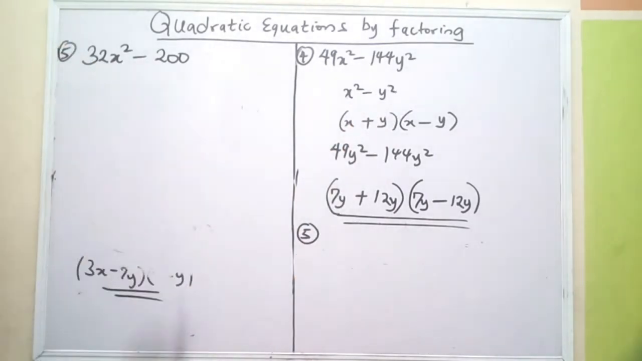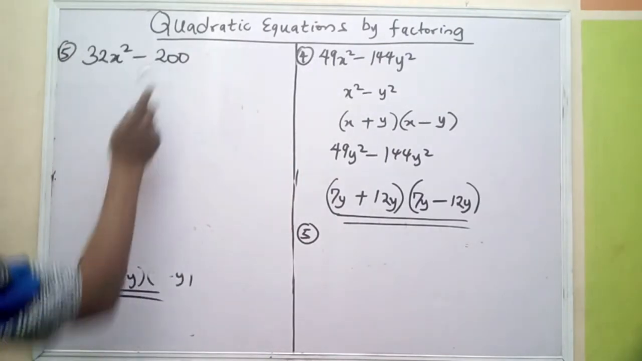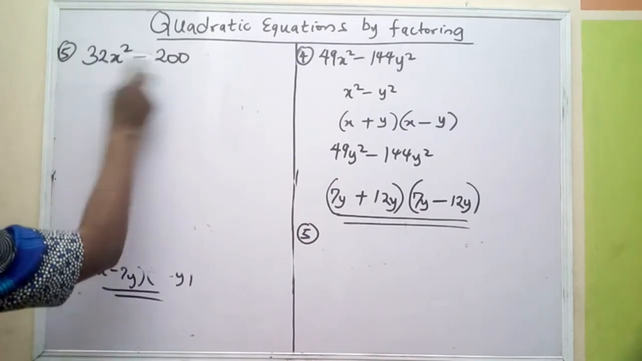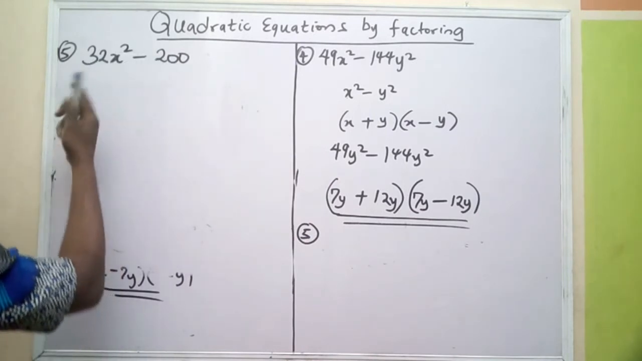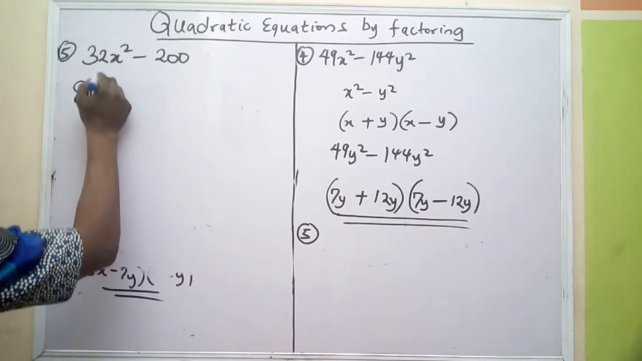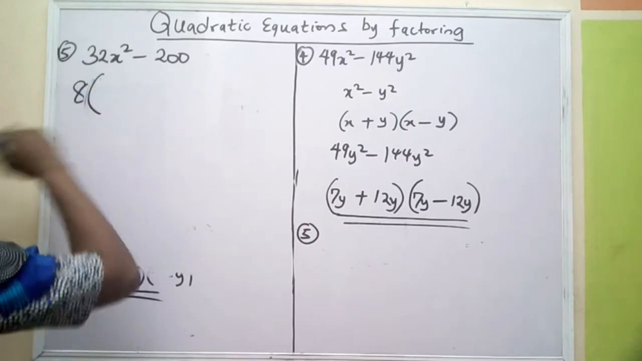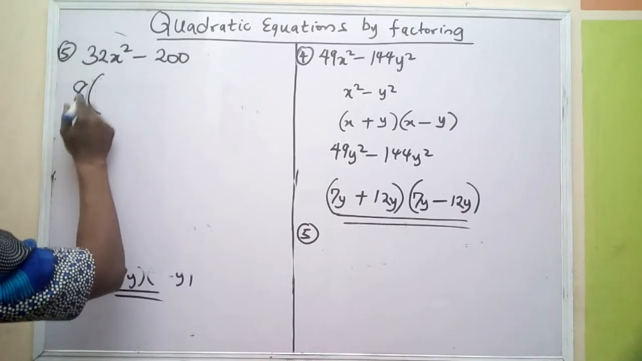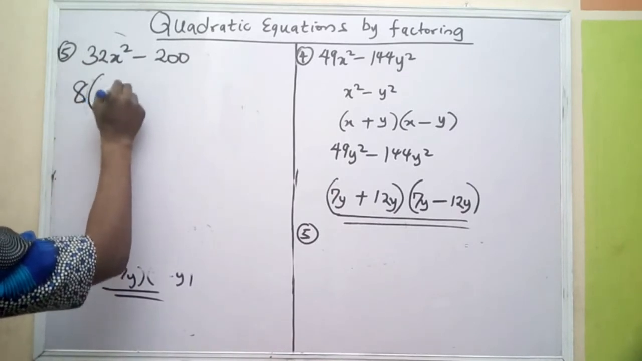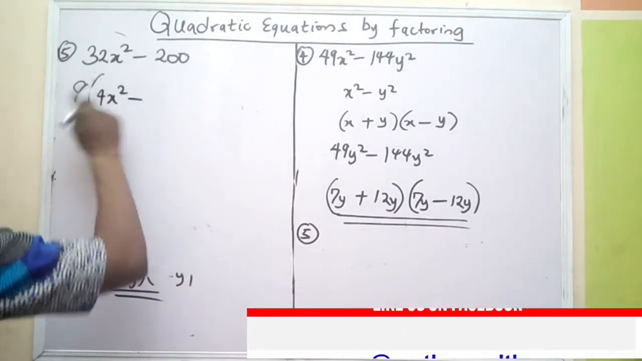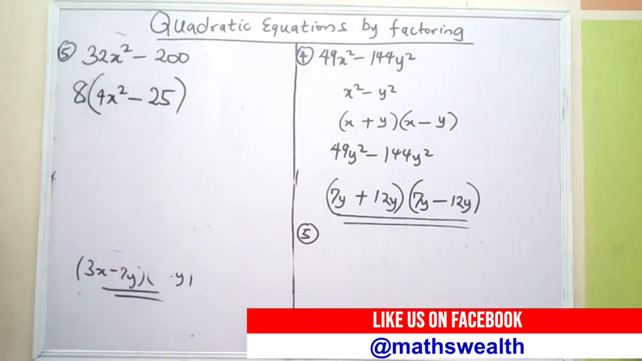Look at this question, it's different from number 4. In this question, they are not perfect squares here. So the first thing I'm going to do is to factor out the highest common factor, which here is 8. If I take 8 as the highest common factor, 32x squared divided by 8 will give me 4x squared, minus 200 divided by 8 will give me 25.